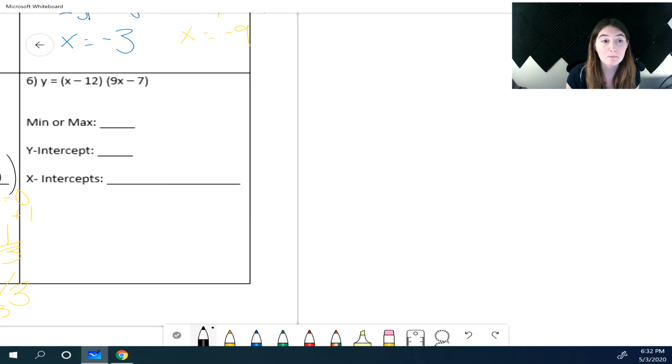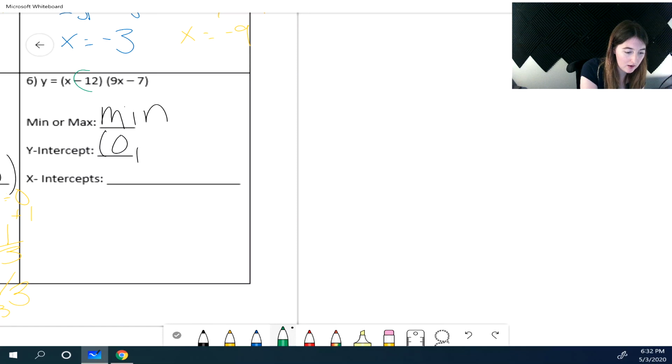All right, I'm going to start. Minimum or maximum? Well, I don't have a negative in front, so that means it's positive and it's opening up. I have a minimum. My y-intercept means x is 0 and y is r times s: -12 times -7. Two negatives make a positive 84.